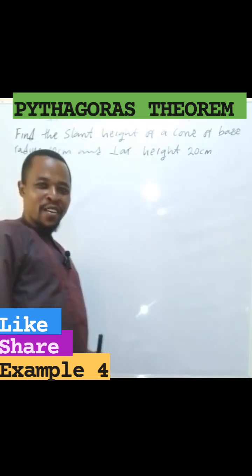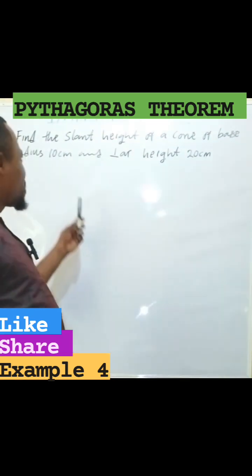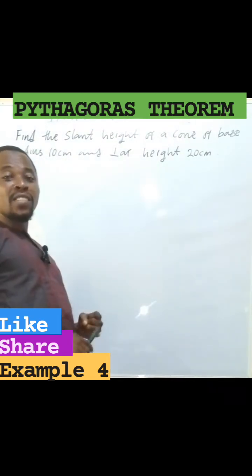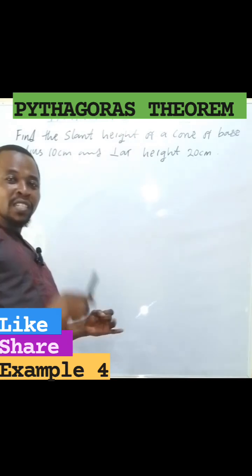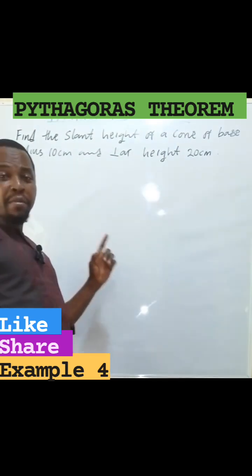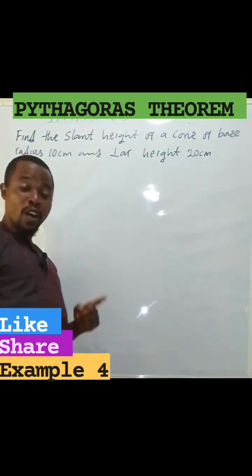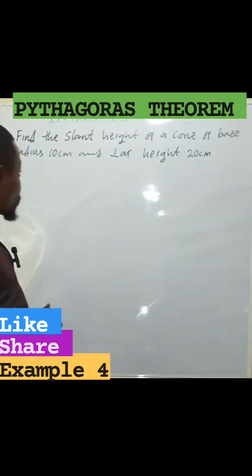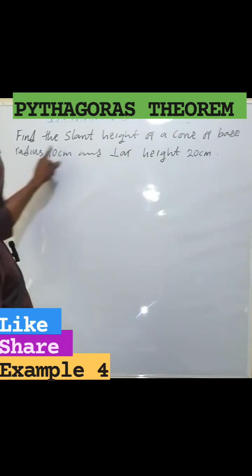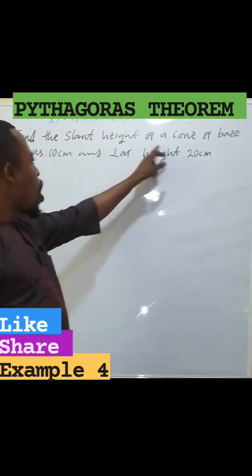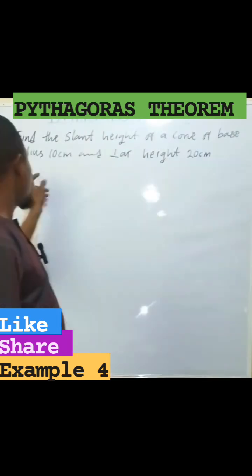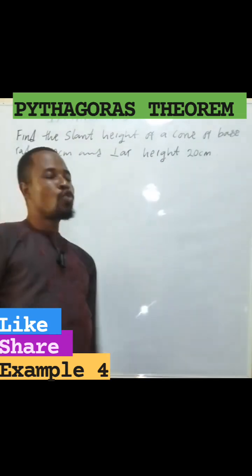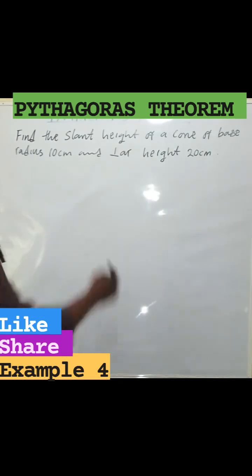Now we are still on Pythagoras Theorem, and let's solve this question. I saw the question in WAEC past question, even in Cambridge question, and also in Oxford interview question. So let's do it together. The question says, find the slant height of a cone of base radius 10 cm and perpendicular height 20 cm.